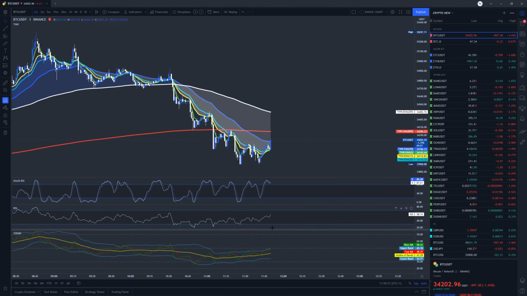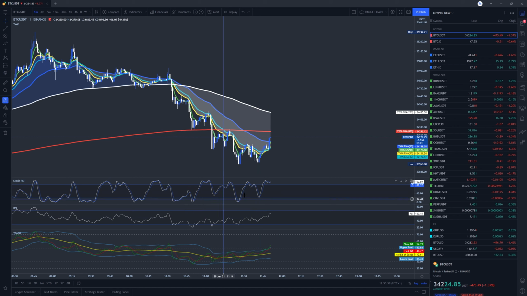So stochastic RSI and RSI are slightly different, hence the reason they look different. RSI is also a momentum-based indicator, and believe it or not, stochastic RSI is actually RSI with another indicator and formula built into it. I don't want to go into the complexity of it, but what I find is stochastic RSI is better for ranges, and RSI is better when you're trending in a direction.